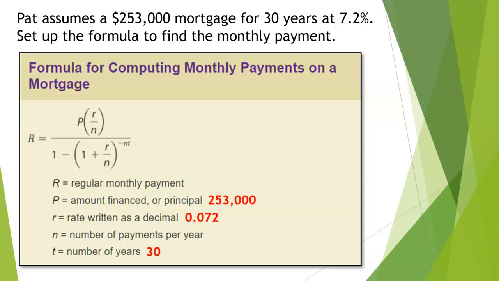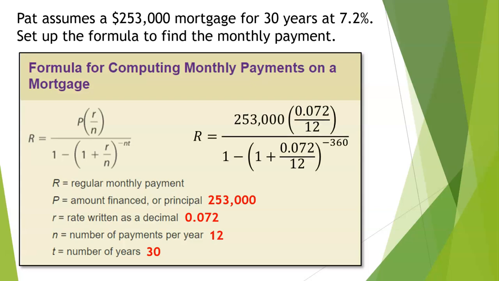Set up the formula to find the monthly payment. Monthly payments means we're making 12 payments a year, so N is going to be 12. Now if we substitute the values, we will have set up the formula. Notice that the exponent in the denominator, the negative NT, has been written a little bit differently. Since N is 12 and T is 30, we've gone ahead and multiplied the 12 times the 30 to get 360. So the exponent is negative 360.